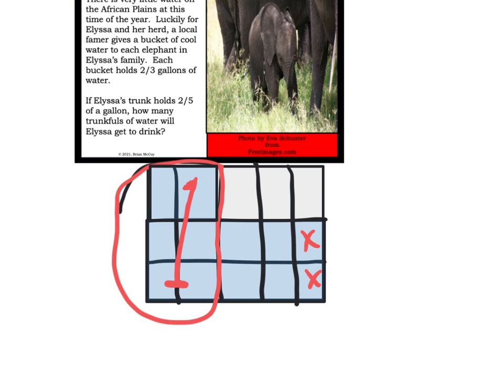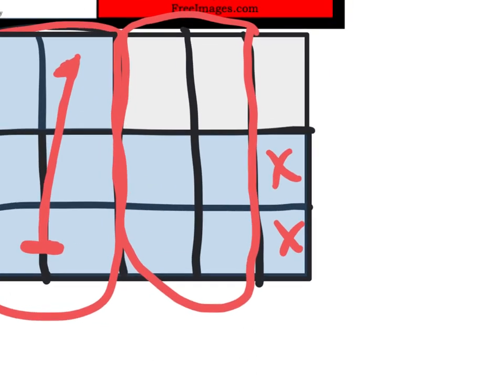Now I'm going to circle another 2/5, right? And now in this one, these are gone and these aren't here, so she gets just these. So she gets 1, 2, 3, 4 out of, in order to fill up her trunk, she would need 1, 2, 3, 4, 5, 6. So 4 out of 6. So how many trunkfuls does Elyssa get? She gets 1 and 4/6 trunkfuls, right?